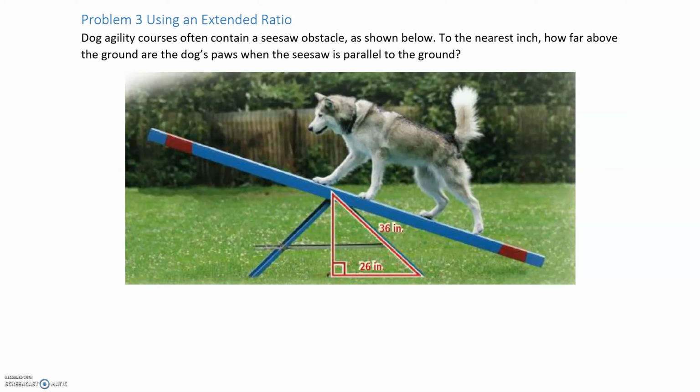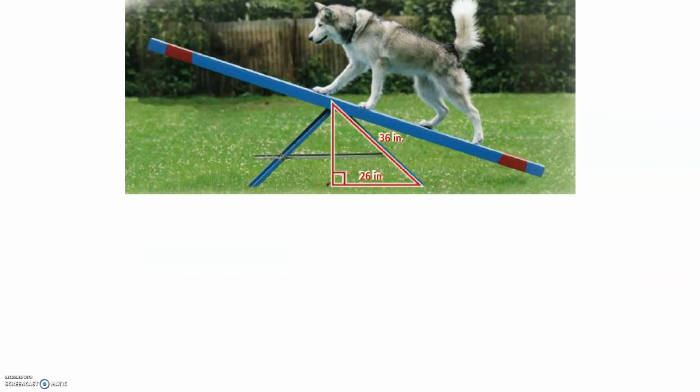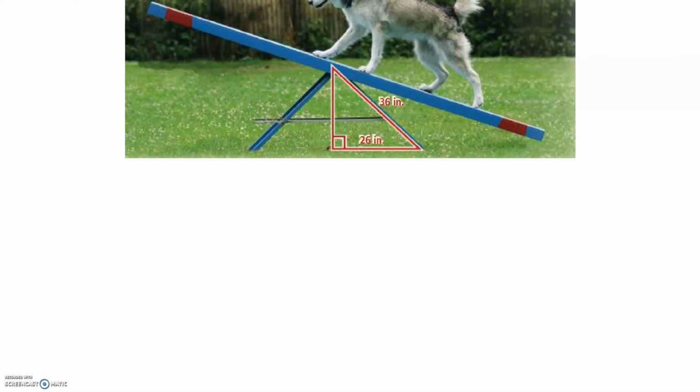On our next page, we are just finding our missing length. So it tells us that one of our legs is going to be 26 inches. It doesn't tell us what our other leg is going to be, and it tells us that our hypotenuse is going to be 36. So all we're going to do, if we just call this one x, is take x squared plus 26 squared equals 36 squared.